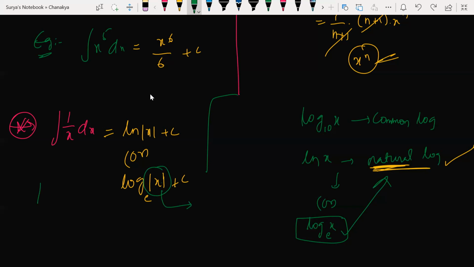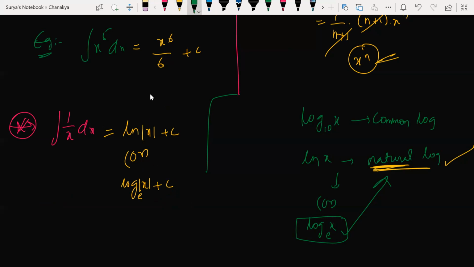Log of something cannot be negative, and the base also cannot be negative. That is a property, the basic definition of the log. So that is why I'm keeping modulus x. Because modulus always makes any number positive, isn't it? I'll tell you one more time. Look at this: log x base c plus c. Modulus makes everyone positive, right?